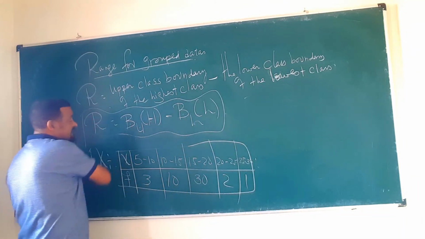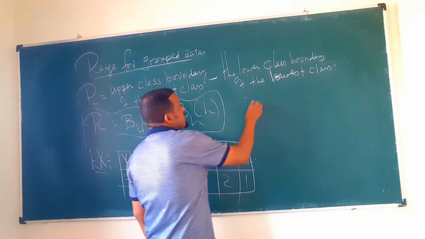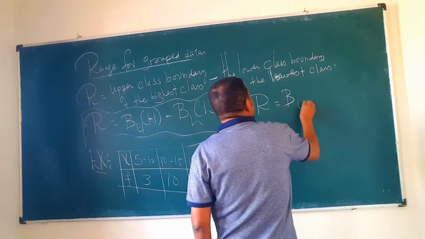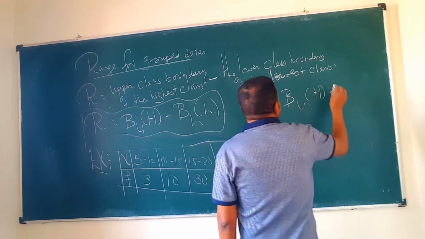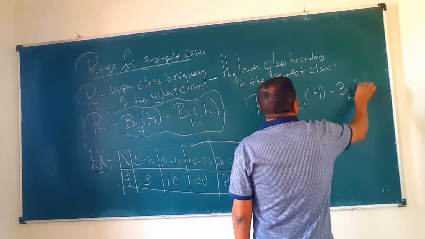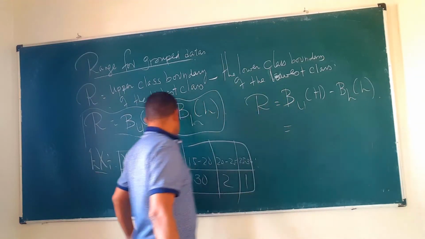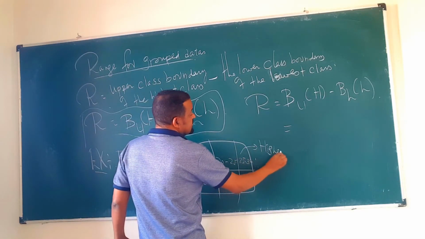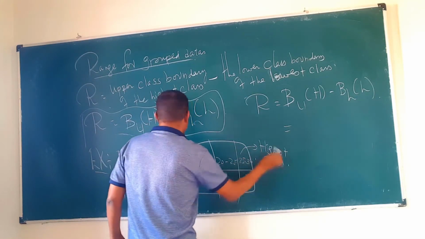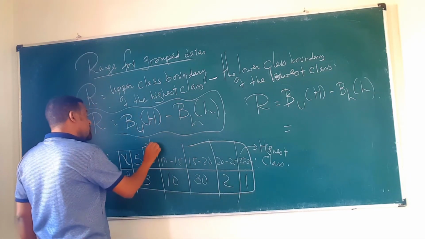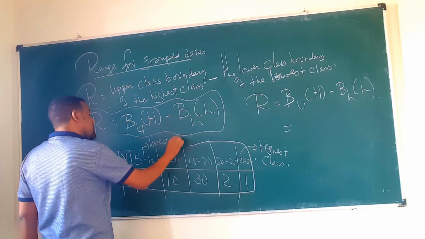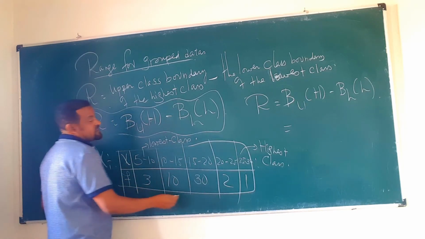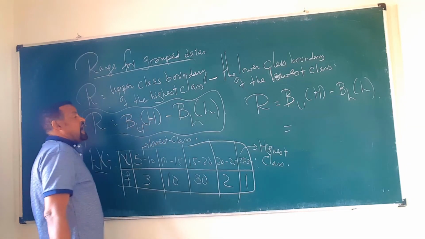Good. Now let's find the range. So range means what? Range is equal to the upper class boundary of the highest class minus the lower class boundary of the lowest class. Okay. Now note this: the highest class, this one we call the highest class, and this one we call the lowest class.